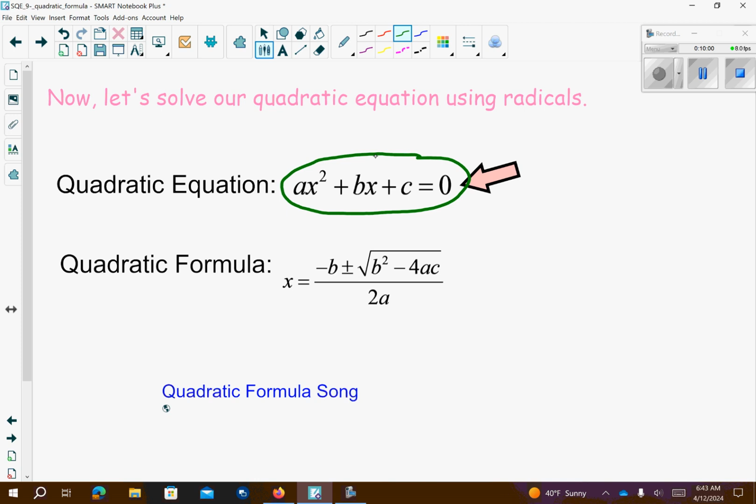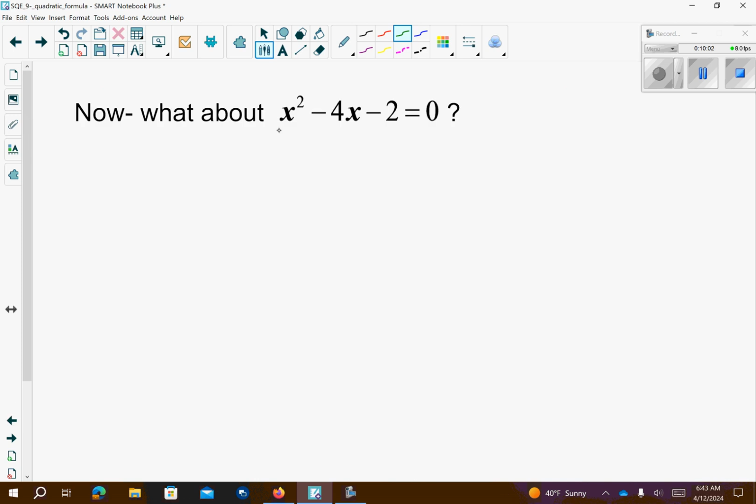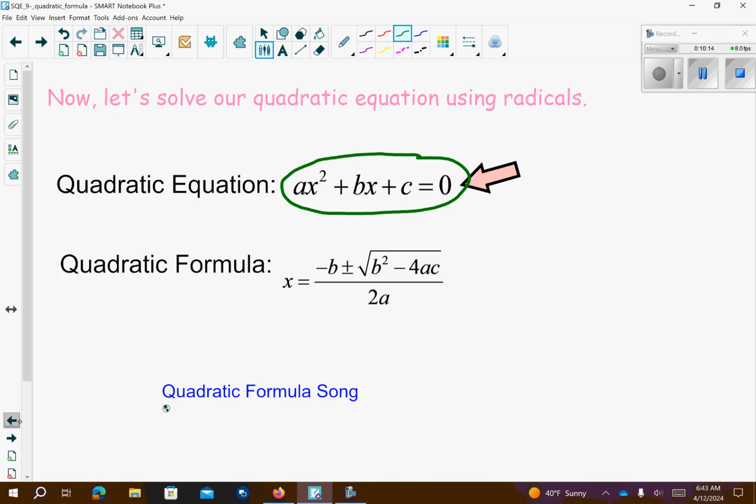This A, B, and C. If I go back here, my A value is 1, my B value is -4, my C value is -2. I know you don't have this one on your paper, but that's okay. You can just talk about it. So you're going to go along with this. Now, there's a quadratic formula song. It's fine. We will always write this down for you, so you'll be okay.